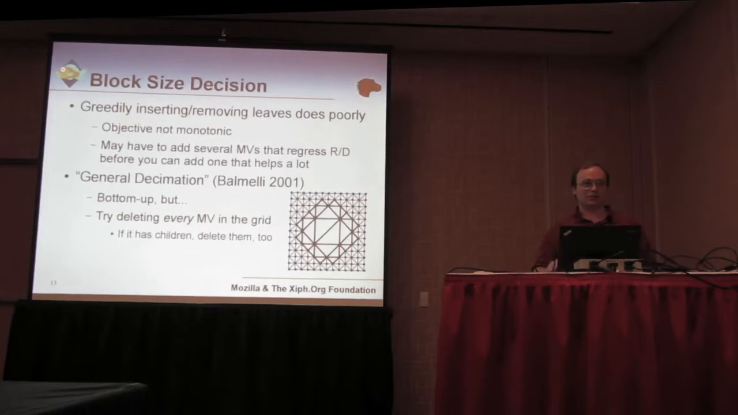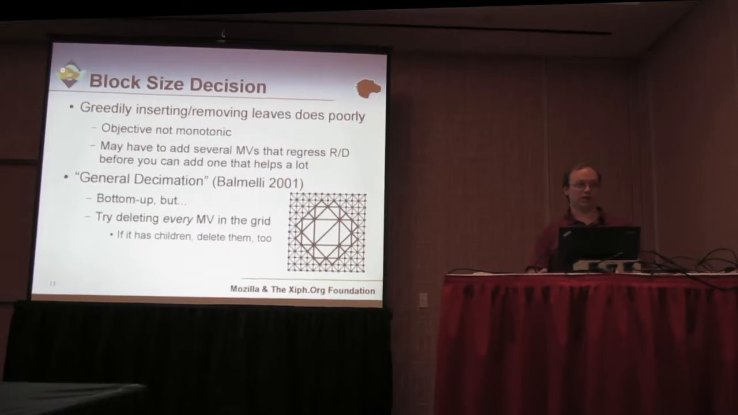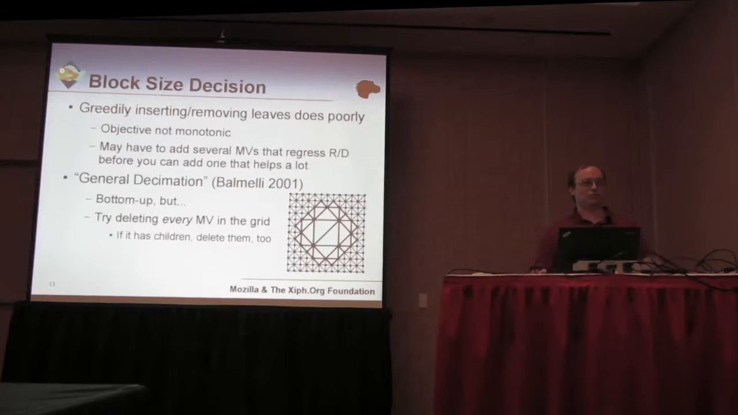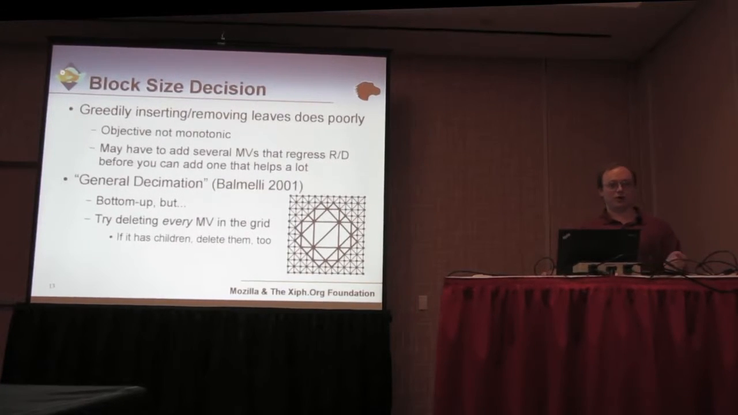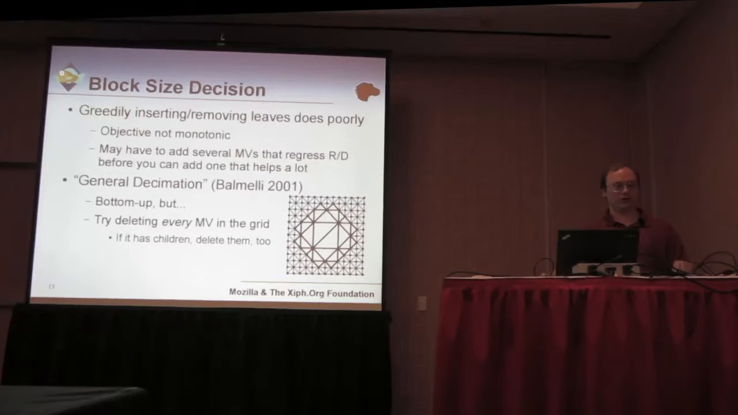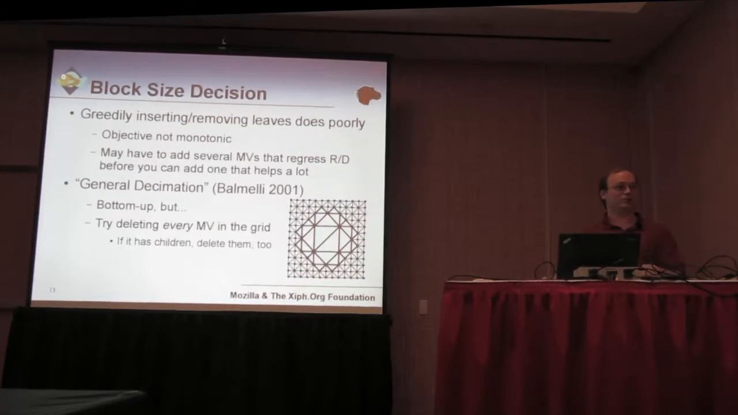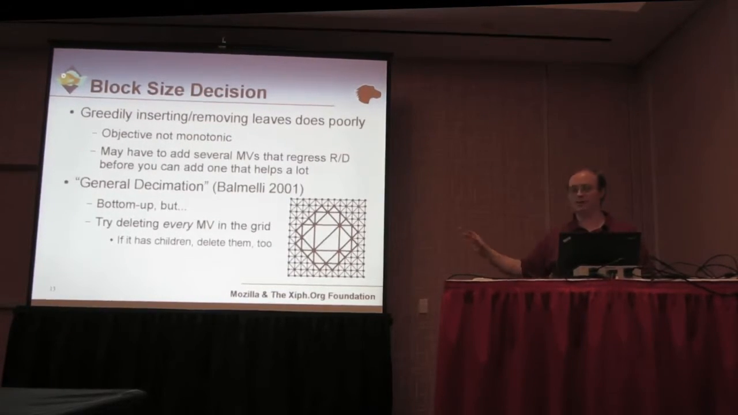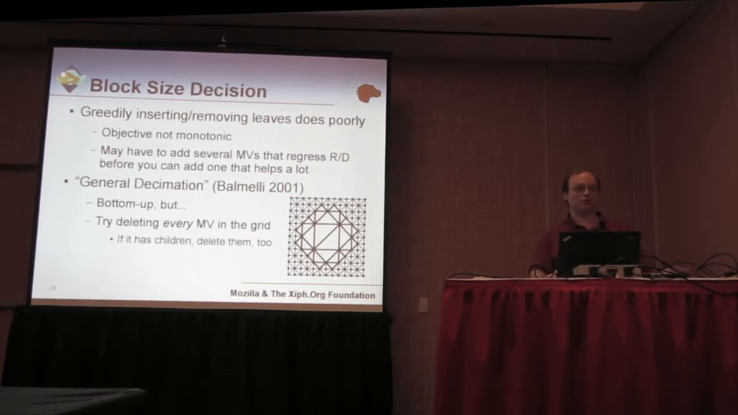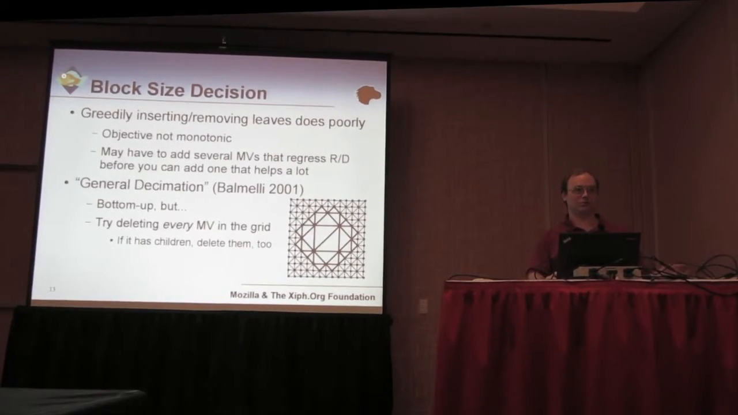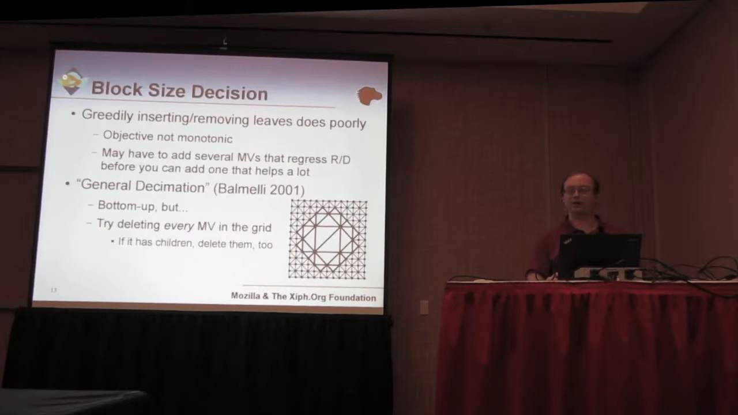And the idea is that you start with a completely full mesh, and you remove vertices one at a time, but instead of just removing the leaves, you try to remove every vertex, and if it has some children in the mesh, then you remove all of them too. So the idea is that I might remove one vertex that gets rid of all of those vertices in my mesh, and you compute the change in rate distortion performance for removing all of those at the same time.